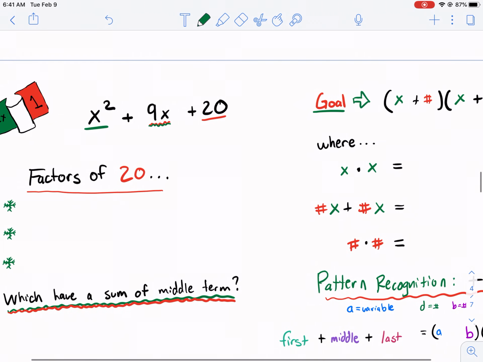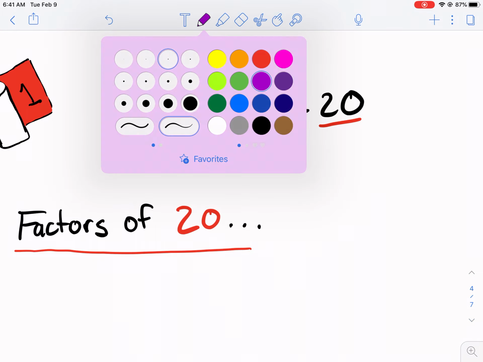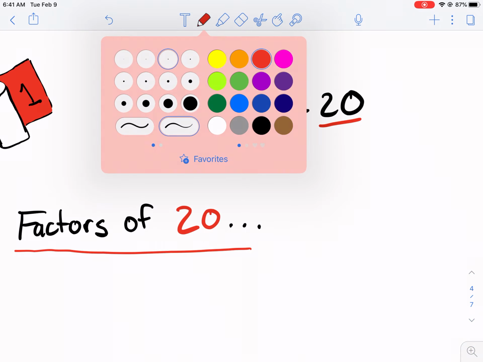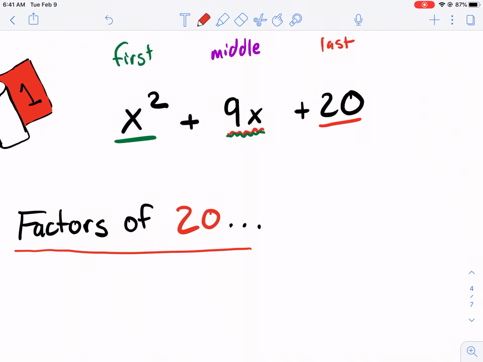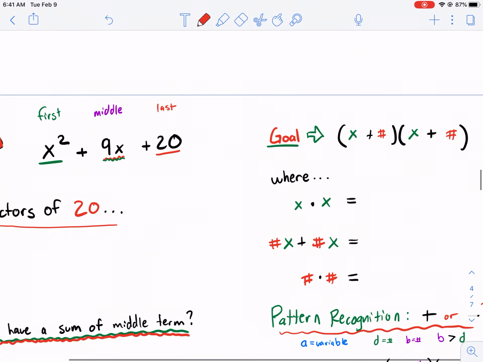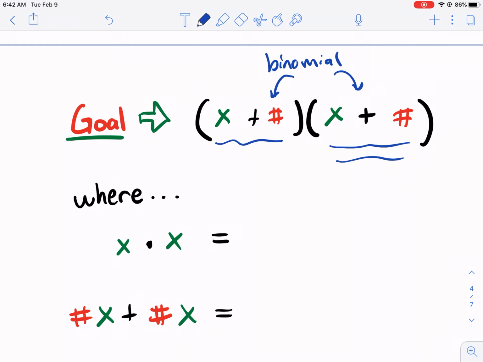Now, you can see that we have this first part here. This is our first term. Then we have this middle section. This is our middle term. And then we have this last part, which is our last term. There's 3 parts to a trinomial, first, middle, and last, and that's our goal, to get it so we can put it into binomials. This is a binomial because it's got 2 parts, and there are 2 binomials. So we have one binomial here and a second right here.